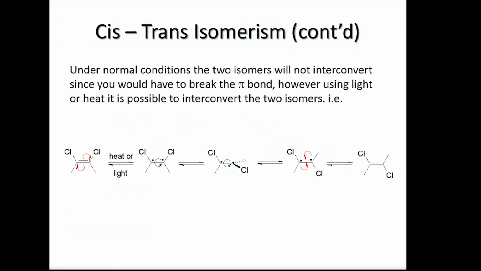As I've said, the double bond removes the ability for rotation about the carbon-carbon bond. And under most circumstances, it will not interconvert between cis and trans. If you have light or heat energy, it is possible to interconvert the two isomers. In the following reaction sequence, we see cis-dichloroethene forming a radical. That radical then has a single bond about that carbon-carbon, and it can rotate and then regenerate the double bond.